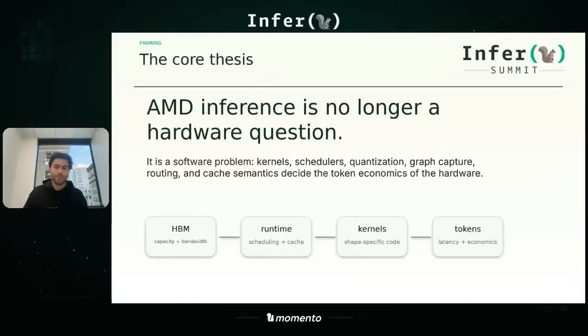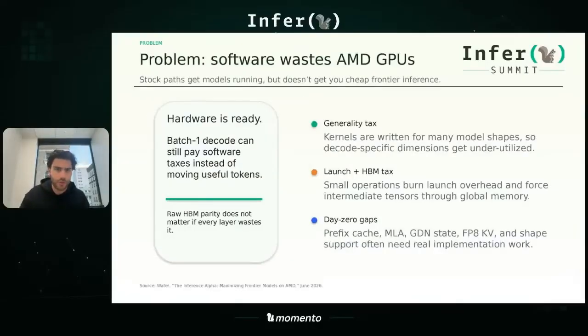Generally, we'll define some terms that will be useful for the conversation. I'll go quickly over this one because I've already talked about it. But the stock path of today, if you just get vLLM running on an MI355, which is the latest AMD generation available today and is comparable to a B200, gets you much worse performance per token, or TCO per token, than NVIDIA.